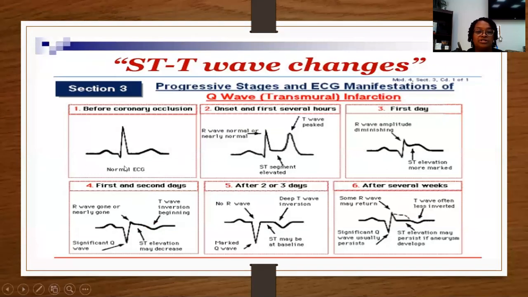Here's an illustration of what your EKG will look like. Here's the onset in the first several hours. Here's after the first day, the first 1 or 2 days, after 2 to 3 days, and then here after several weeks.